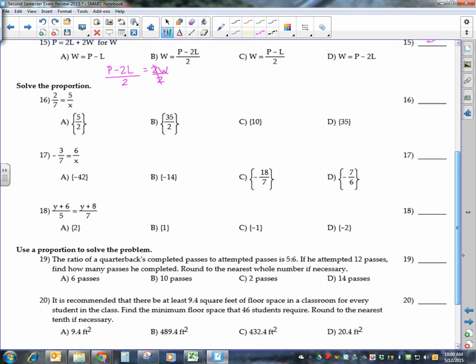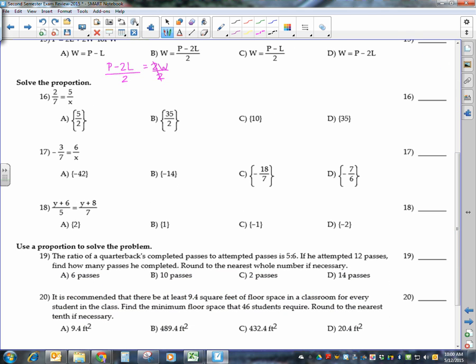All right, number 16. Solve the proportion. So hopefully you remember that we cross multiply. We always start at the bottom and write it on that side. So this means that I'm going to have to go over. But x times 2 is 2x, and 7 times 5 is 35. Divide both sides by 2, and I think you can already see that the answer to 16 is B, because it's 35 over 2, so you didn't even need your calculator there.